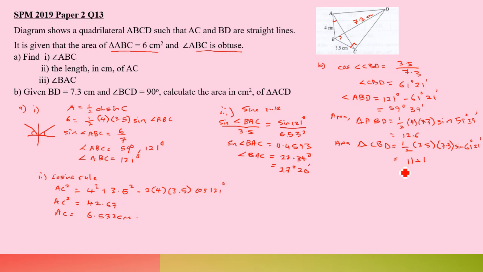So what will be the area of triangle ACD? This is what we want to find. The area of triangle ACD will be these two, because it will be the upper triangle plus the lower triangle, which is 12.6 plus 11.21, minus the area of ABC, so that we can get this. The area of ABC is already given, 6. So when you minus this, your answer will be 17.81 cm square. That's your final answer.